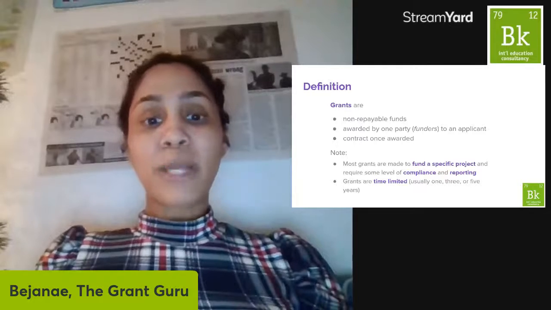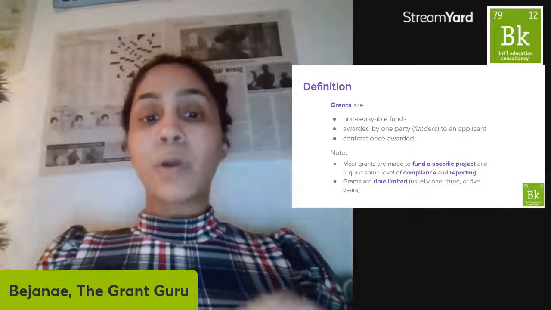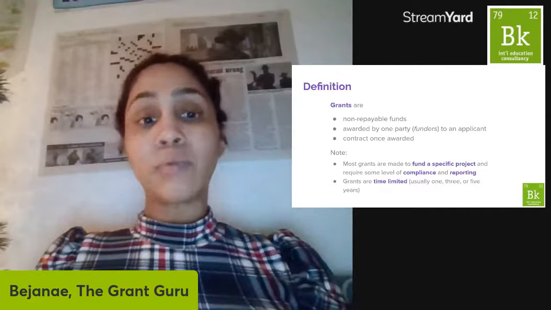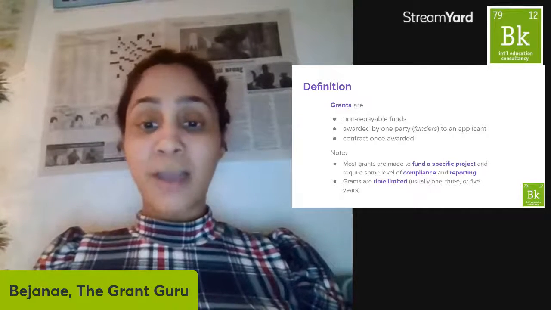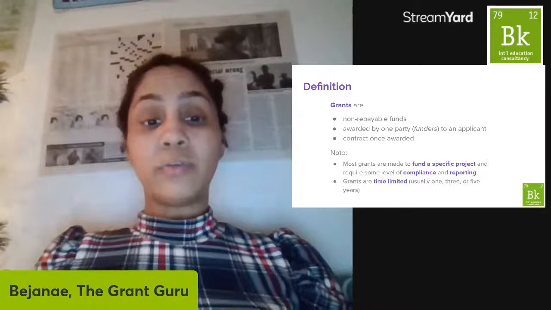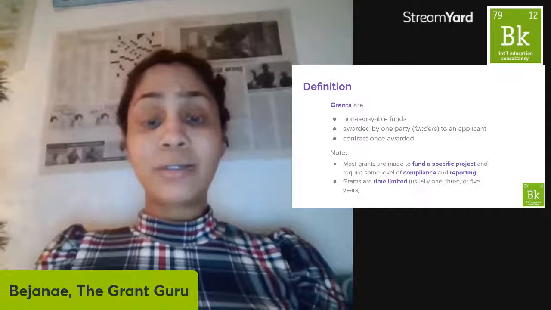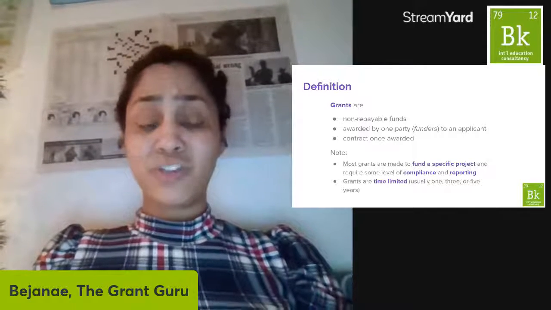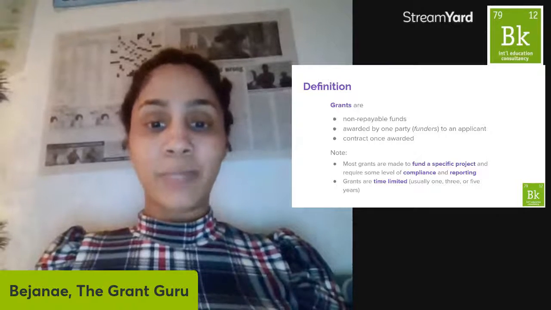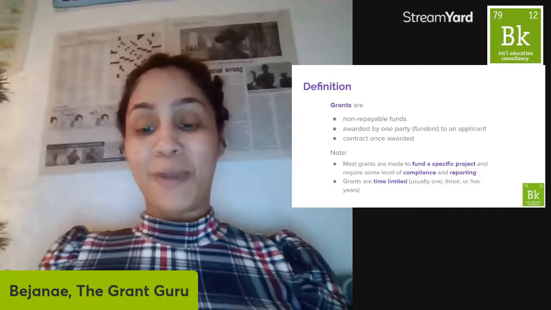Special note, most grants are made to fund a specific project or program and require some level of compliance and reporting. That means you have to follow some guidelines and also share out the outcomes of your grant project. Funders want to know, we gave you money to do good. Were you able to do good with it? Last but not least, as I just mentioned, grants are time limited. They can be 1 year, 3 year, maybe even 5 year if you're lucky, right?